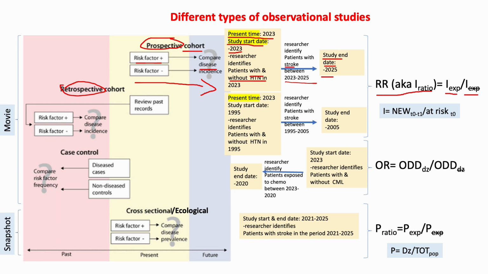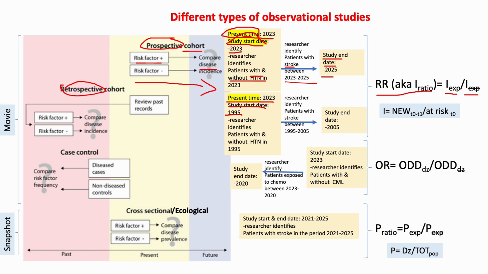So the important point is that in prospective cohort studies, the present time, so the time we live in, is the same time as the study start date. Whereas in retrospective cohort studies, the present time is the time we live in and the study start date is 1995. In this example, it's a time which is the past compared to the present time.